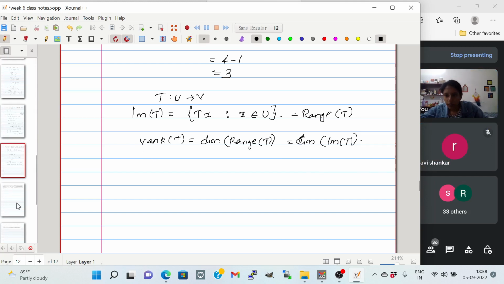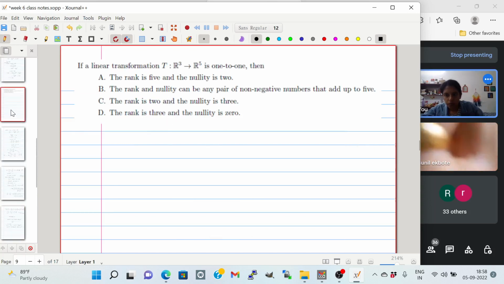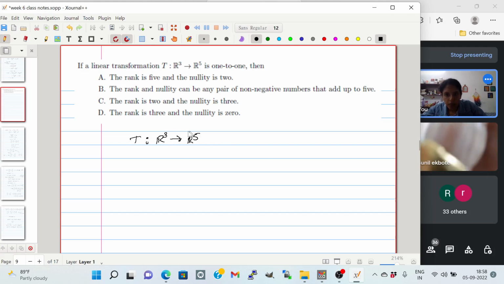Okay. So I think we can solve one more problem. Let me go to this problem quickly. We have given T from R3 to R5, and this is given as a 1-1 map. Then option A. Is option A possible? Here they are saying rank is 5 and the nullity is 2.